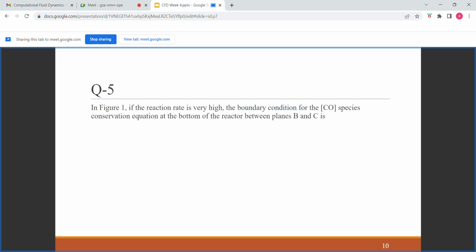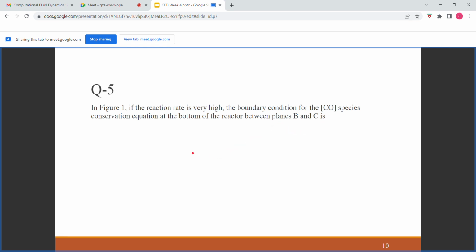In figure 1, if the reaction rate is very high, the boundary condition for the carbon monoxide species conservation equation at the bottom of the reactor between planes B and C is. So it is asked that if it is assumed that the reaction rate is very much higher, what would be the boundary condition equation for the concentration of carbon monoxide species at the bottom of the reactor between planes B and C.